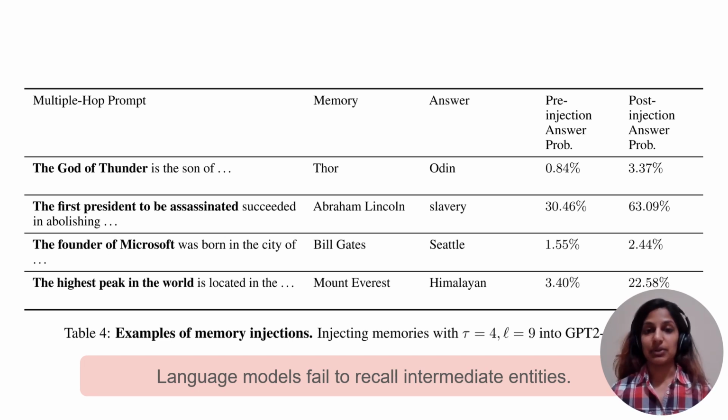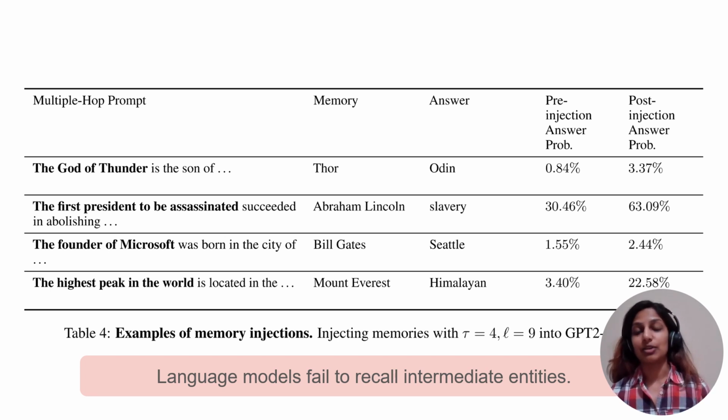The rest of these examples are very similar. What this allows us to conclude is that language models often fail to recall intermediate entities, and when we provide those entities explicitly, we see consistently an increase in model performance.